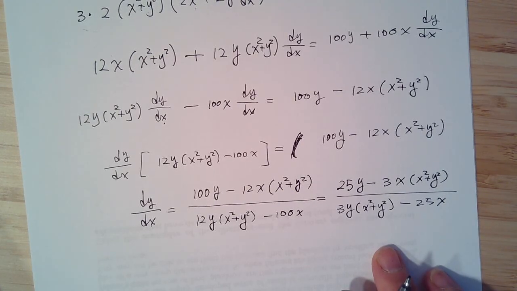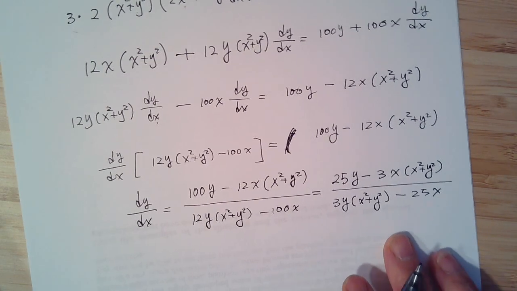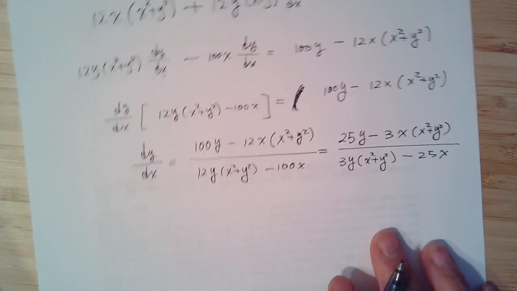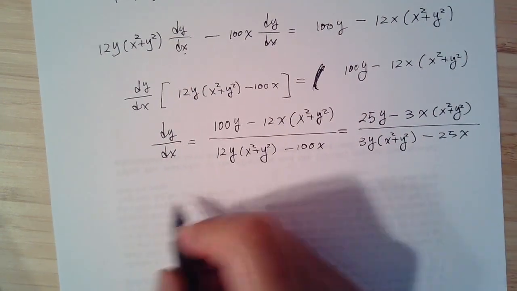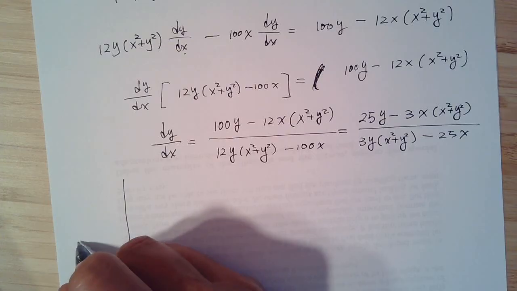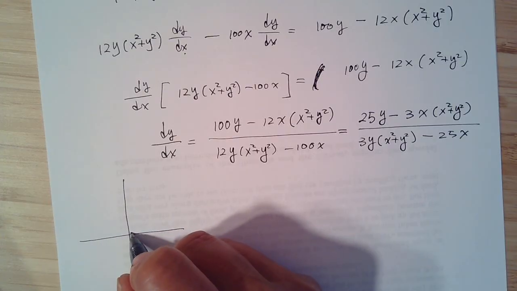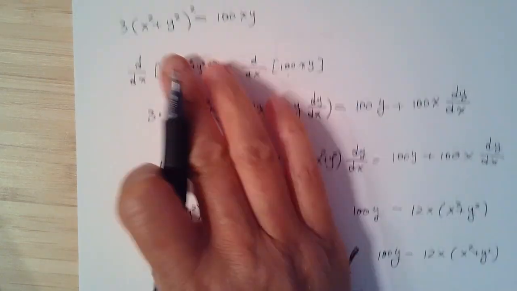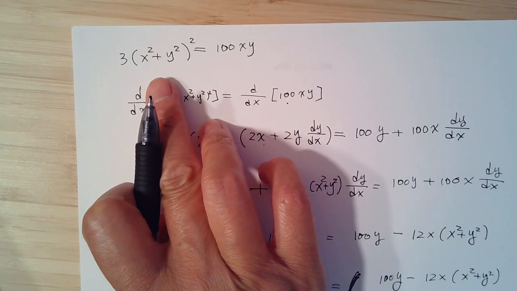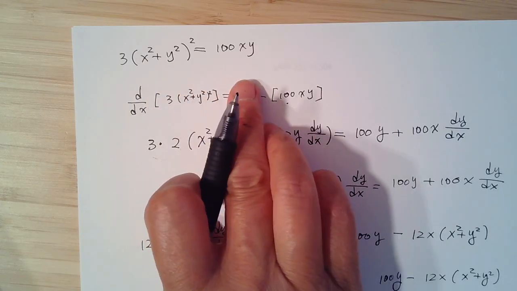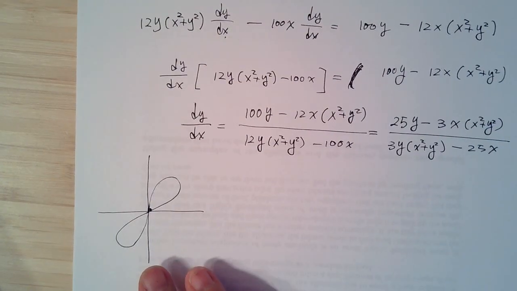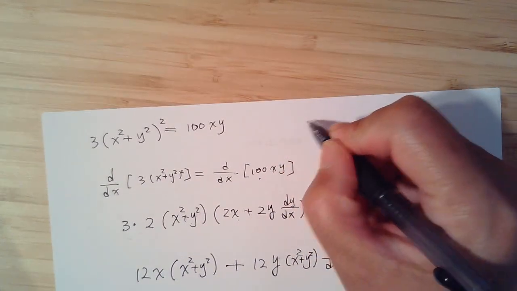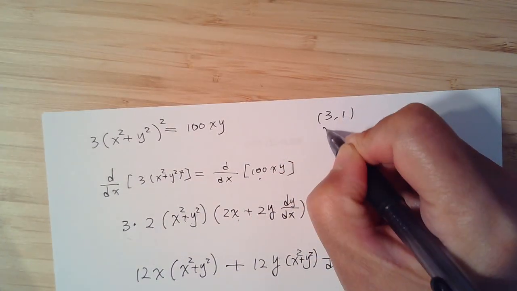Okay, so when we get this answer, I want to tell you how to use that for the next step. You know the graph looks like this: (x squared plus y squared) cubed equals 100xy. If you graph that in your graphing calculator, it's this. And there is a point (3, 1). That's your x, that's your y.